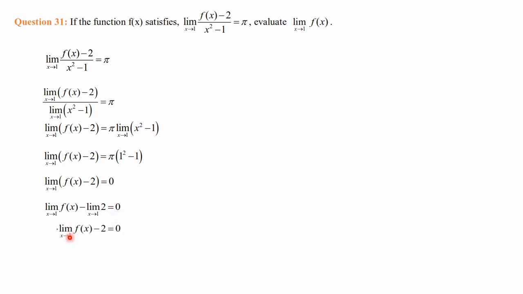That is equal to limit x tends to 1 of f of x minus 2. This is the constant, so limit x tends to 1 of 2 is 2 itself. Limit x tends to 1 of f of x minus 2 is equal to 0. Then we can take this minus 2 to the right side. That is, limit x tends to 1 of f of x is equal to 2. That is what we have to calculate. Limit x tends to 1 of f of x value that we have got is 2.